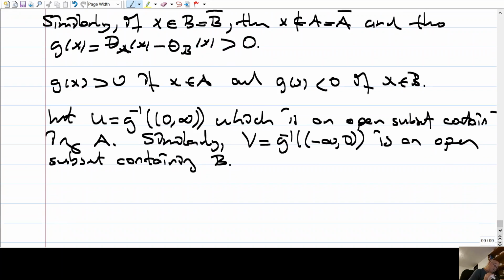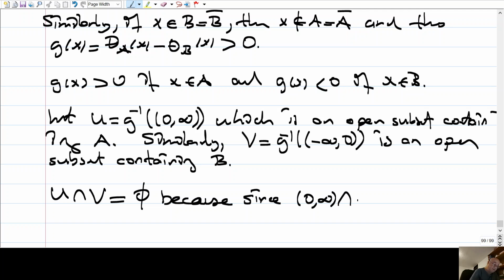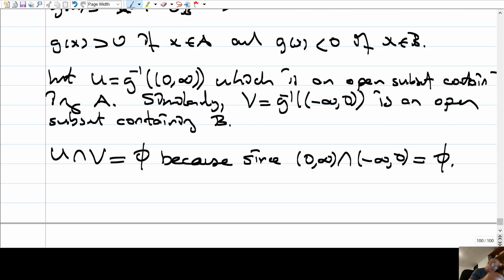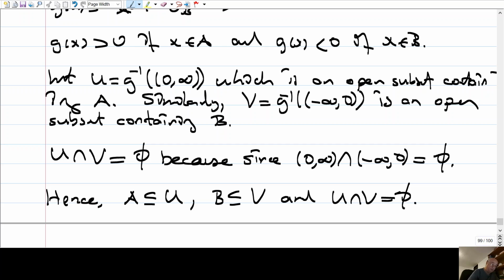So we have found what? Finally, U and V are disjoint because on one of them G takes positive values, and on the other one, G takes negative values, right? Since the intersection of 0 to infinity and minus infinity to 0 is empty. Hence, A is in U, B is in V, and U and V are disjoint.